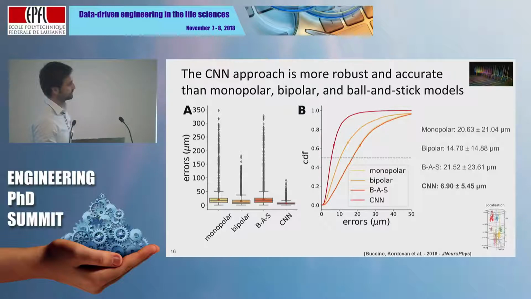And you can see it also here in the cumulative distribution function. And we were able to reach an accuracy below 7 micrometers, which is highly acceptable for extracellular recordings, considering that the soma of a neuron is 10 to 15 micrometers. So we were very happy about that.